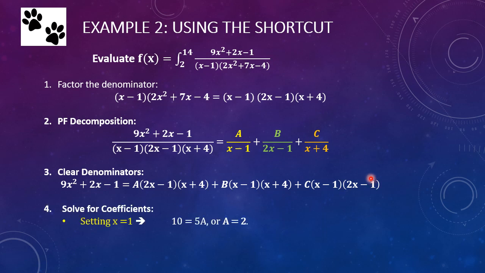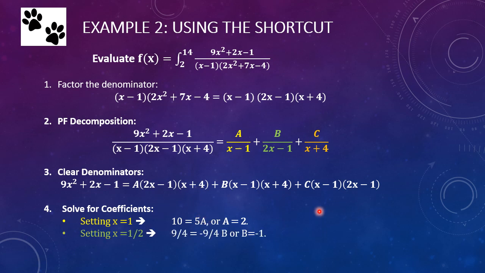And so when we set x equal to 1, the left hand side of the equation becomes 9 times 1 squared is 9, plus 2 times 1 is 11, minus 1 is 10, equals 5A. 2 minus 1 is 1. 1 plus 4 is 5. 1 times 5 is 5. And so A equals 2.